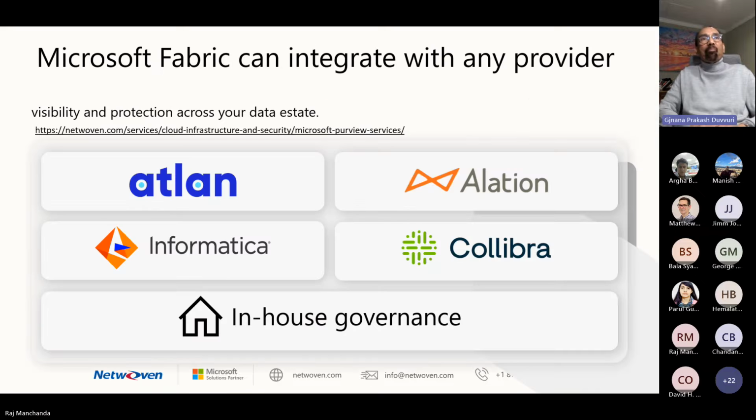Okay, next slide, please. So with this, the advantages of Fabric and Purview: Microsoft Fabric and Purview can integrate with Alation, Informatica, Collibra, and in-house governance. And now it can also integrate with Unity Catalog with Databricks. It's coming, and Fabric can look into that Unity Catalog right now. Okay.